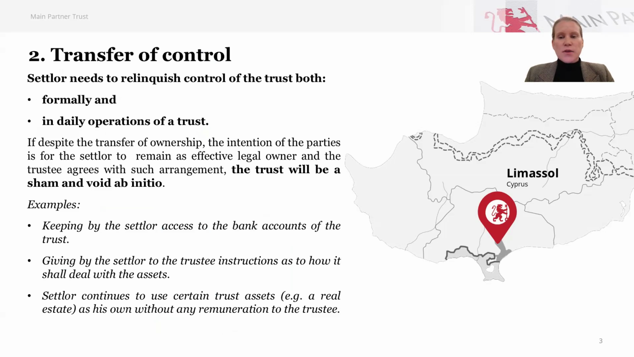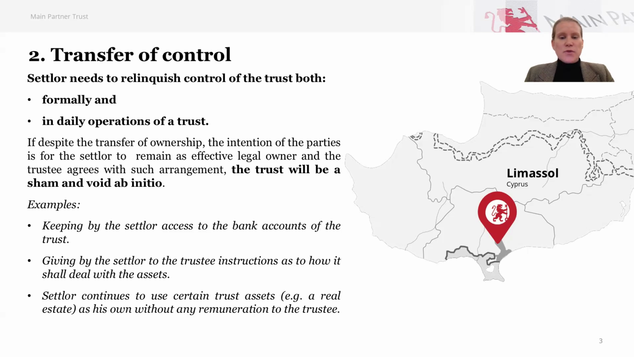One of such critical requirements is that the settlor disposes of his or her control over the trust assets, and it has to happen both formally and in practice. Therefore, if despite the formal transfer of the ownership, the intention of the parties is for the settlor to remain an effective legal owner, to do as he or she pleases with the assets, and the trustees agree with such an arrangement, the trust will be considered a sham and void ab initio, which means it will be non-existing from the very moment of its attempted creation.